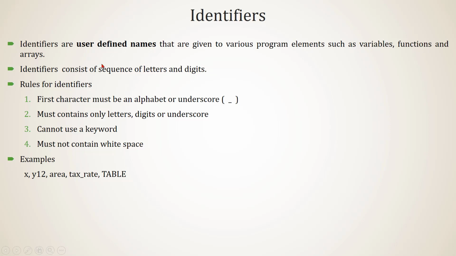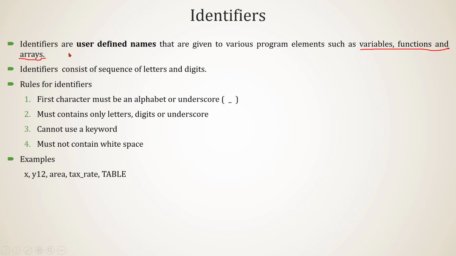Next is identifiers. Identifiers are user-defined names that are given to various program elements such as variables, functions, and arrays. These three things we will discuss in the future. What is a variable, what is a function, and what is an array? For the time being, you just understand that identifiers are user-defined names.